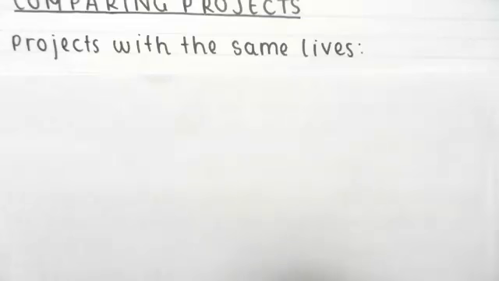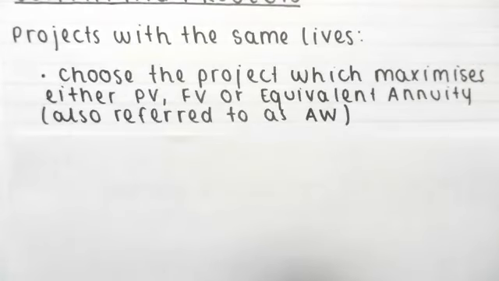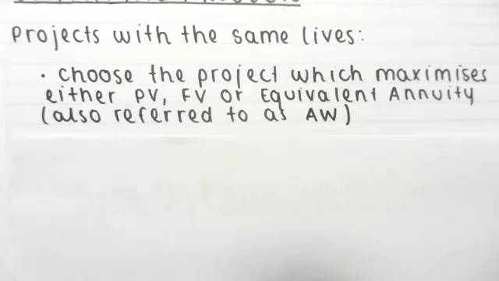So in the case of two projects that we're comparing that have the same useful lives, we can use any of what we call equivalent worth. You can calculate the present value, you can calculate the future value, or you can calculate the equivalent annuity or the annual worth. And then what we do is choose the project that maximizes any of these measures. So if a project has a greater present worth or present value, then that's the project we're going to choose.